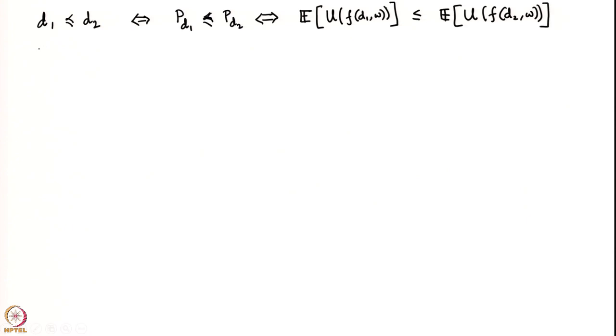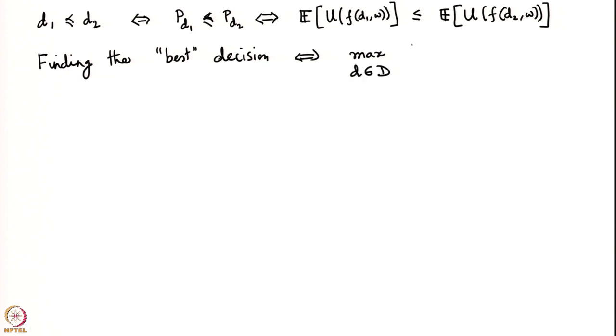So in other words, the problem of finding the best decision becomes equivalent to maximizing the expected utility of the decision. This becomes a way of finding the best decision out of a set of decisions.